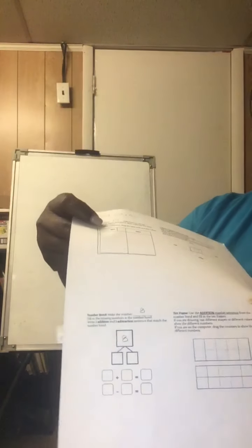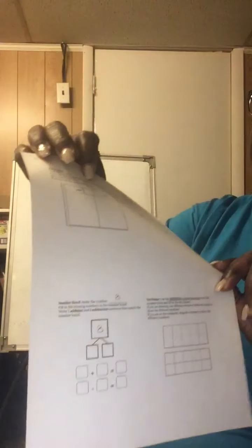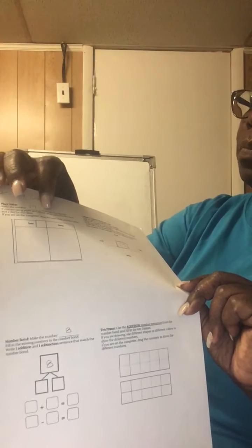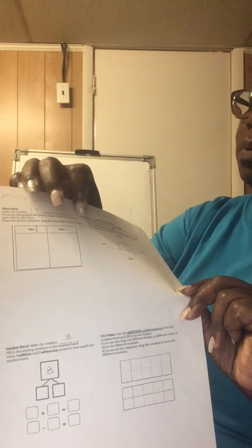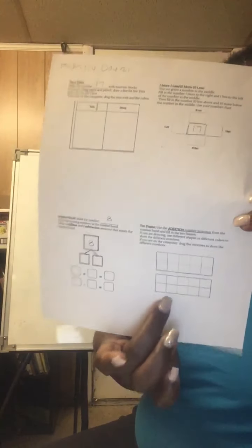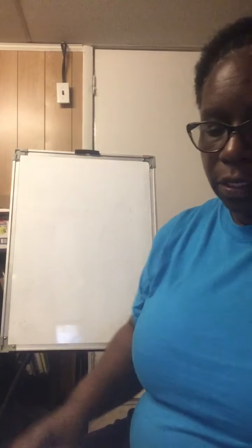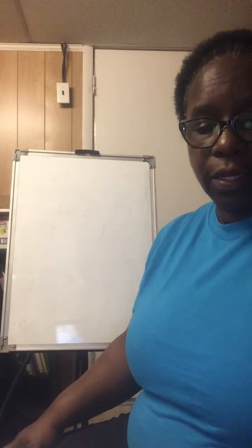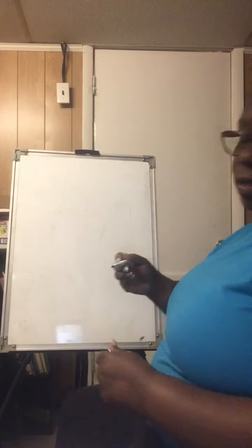Okay, up here you're working with place value. You have your 10s and your 1s. Over here you're working with one less, one more, 10 less, 10 more. Then here you work with your number bond, and here you're working with your 10 frame. And your 10 frame is using your number sentence from your number bond, okay? So today you're working with adding on that. So let's do the first one, place value.